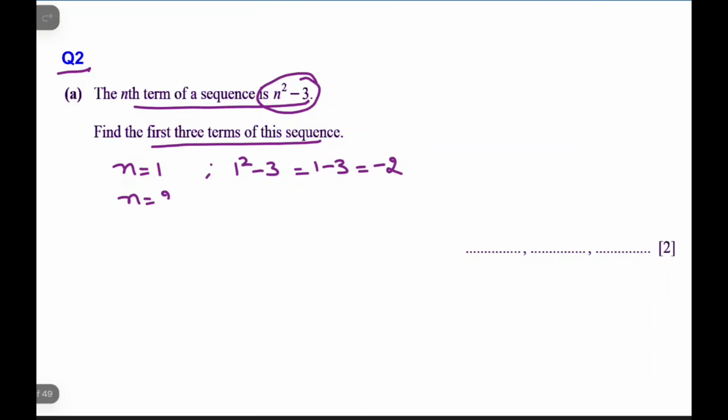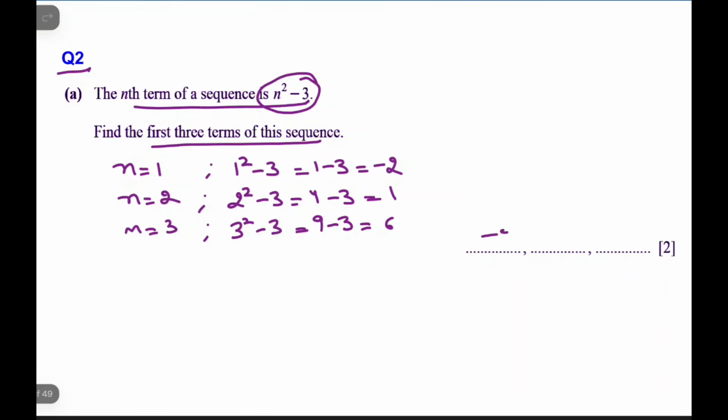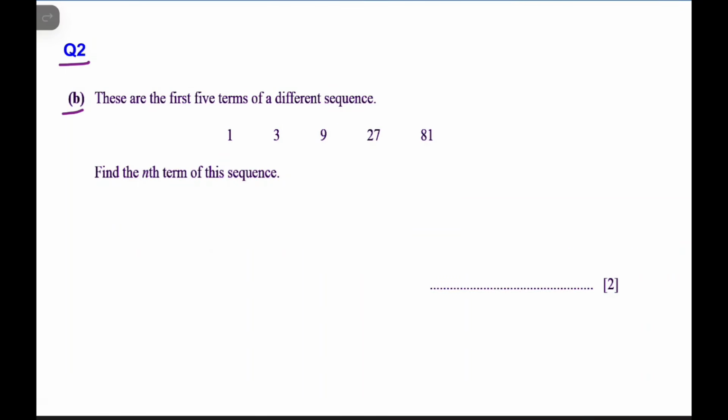For the second term, n is equal to 2. 2 squared minus 3, 4 minus 3, we get 1. For the third term, we put the value of n as 3. So 3 squared minus 3, 9 minus 3, we get 6. So the first three terms of this sequence will be minus 2, 1 and 6. Now question number 2, b part.